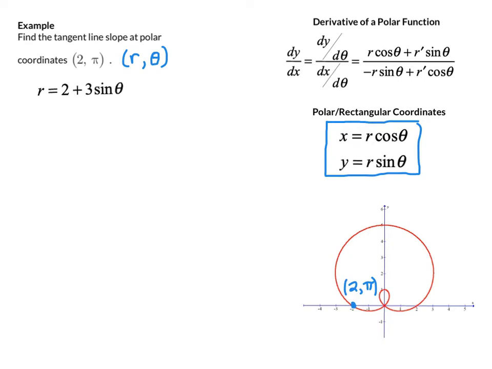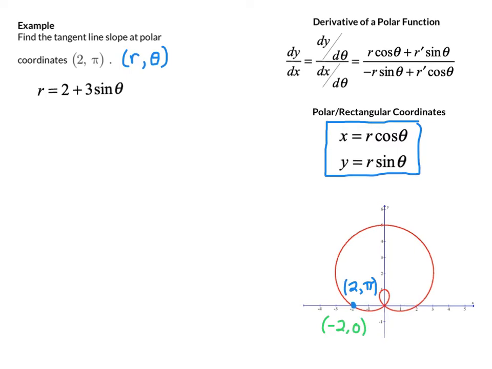So I could take my coordinates at (2, pi) and convert those over and say x is equal to 2 times the cosine of pi, which is 2 times -1, or -2, and then y is equal to 2 times the sine of pi, which is 0. So depending how you want to describe that point, you could do it in either r, theta or x, y. So that's kind of the pre-calc of it.